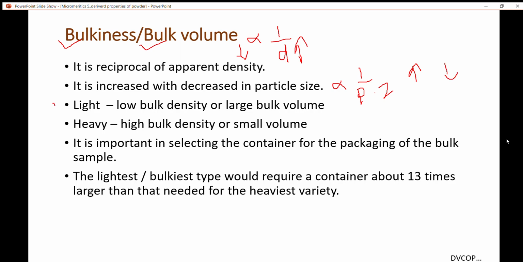If the powder is light, it means that it has a low bulk density or large bulk volume, and if the powder is heavy, it means that it has a high bulk density and small bulk volume. It is very important in selecting the container for packing of a bulk sample. The lightest or bulkiest type would require a container about 13 times larger than that needed for the heaviest variety.